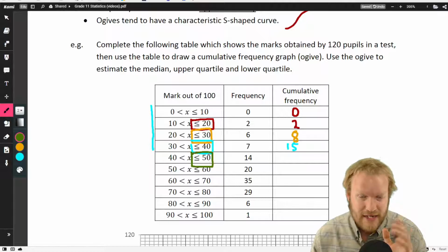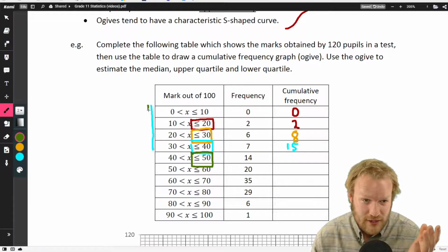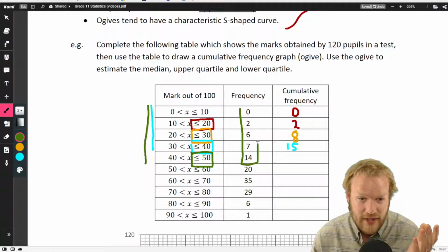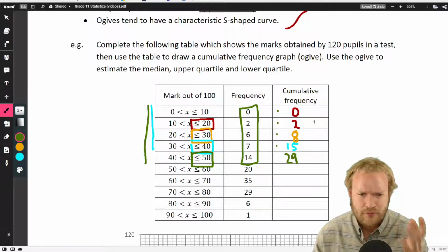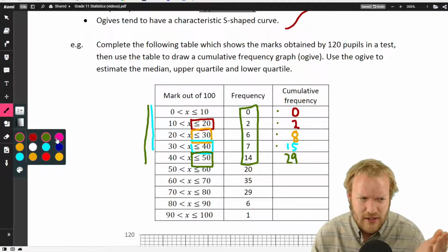People who got less than or equal to 50 for this test are all the people that got 0 to 10 to 20 to 30 to 40 and up to 50. So far, if we added all of these up, 0 plus 2 plus 6 plus 7 plus 14, well, we've kind of been keeping track of it as we go along. So 15 plus another 14 means 29. And clearly we're just adding these up.